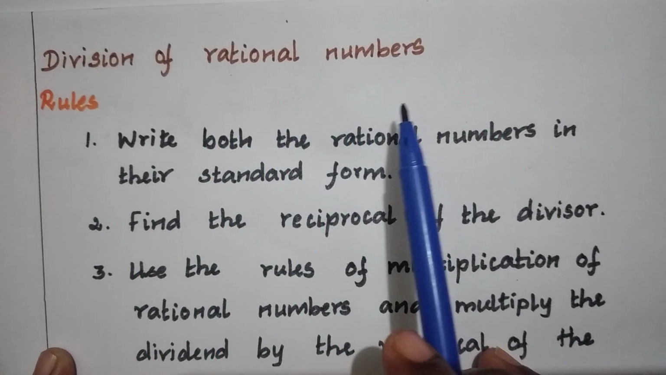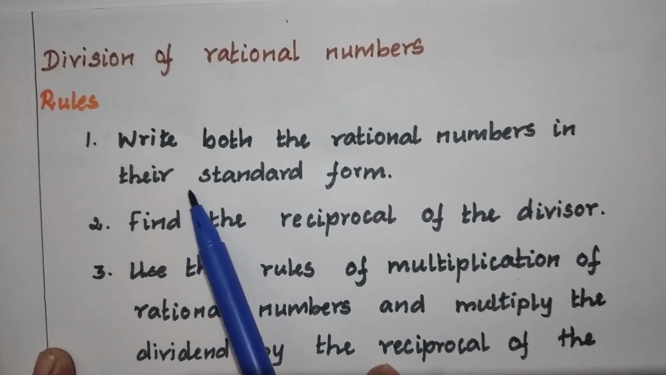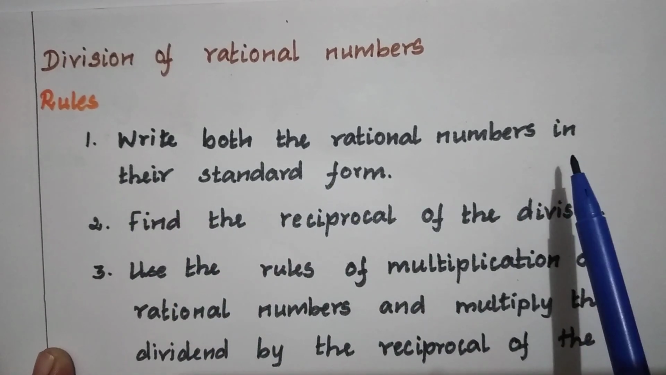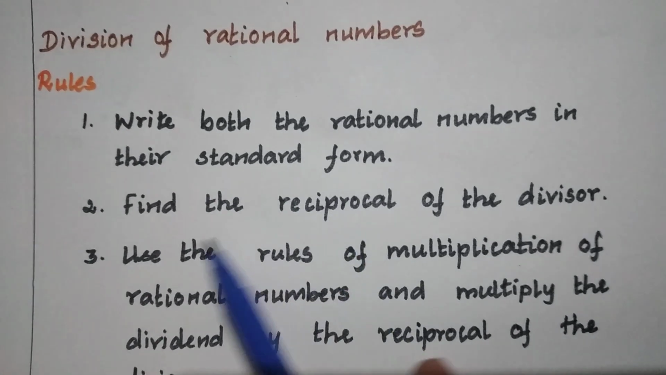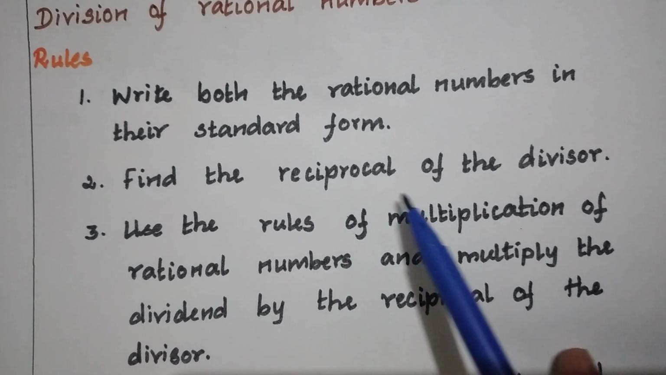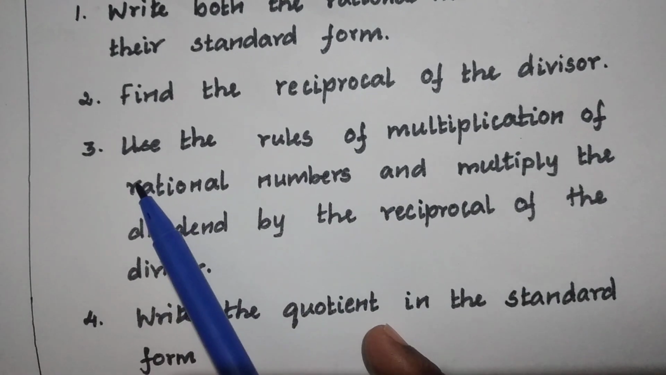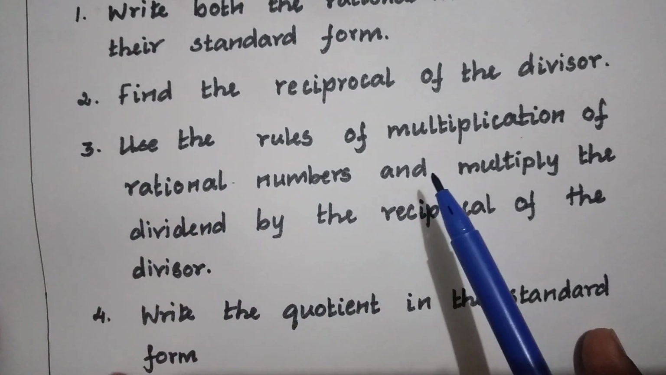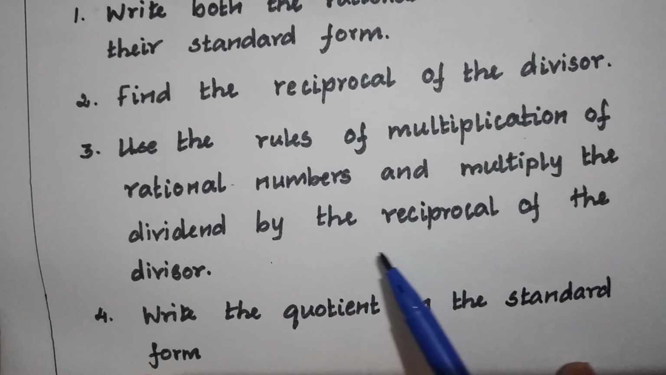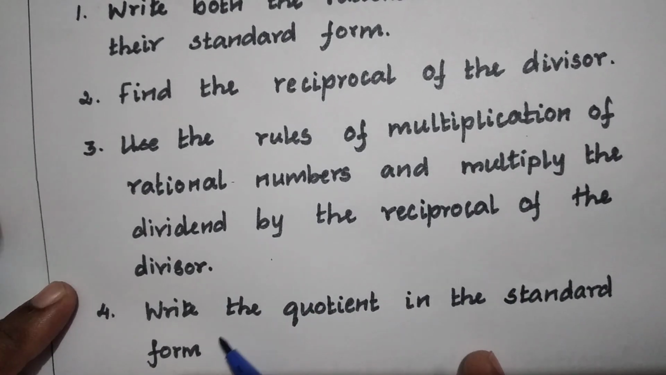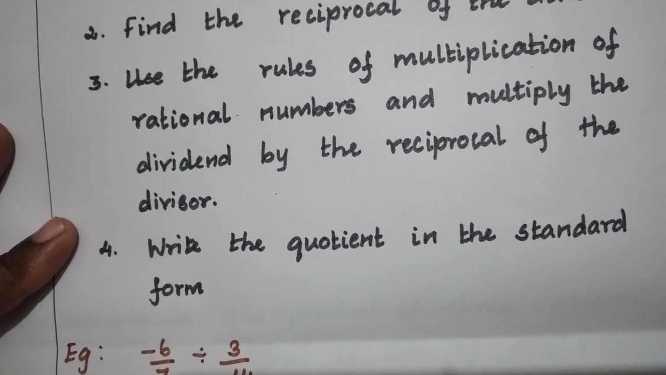Division of rational numbers. Let us learn the rules. Rule number 1. Write both the rational numbers in their standard form. Rule number 2. Find the reciprocal of the divisor. Rule number 3. Use the rules of multiplication of rational numbers and multiply the dividend by the reciprocal of the divisor. Rule number 4. Write the quotient in the standard form.